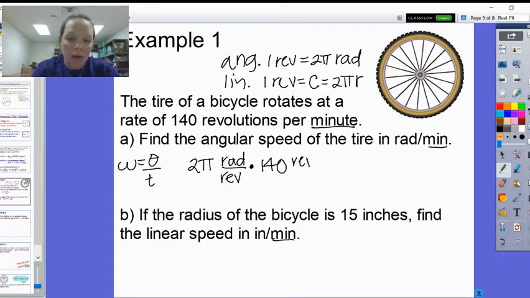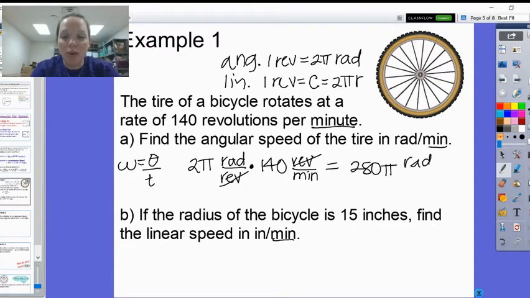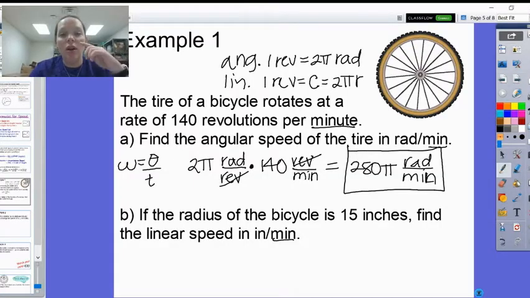140 revolutions per minute. That's the rate. And notice the revolutions cancel each other out. 140 times 2 is 280 pi. And the units left over is in radians per minute, which is what we want. Radians per minute is my unit of time for angular speed. So in each minute, we are completing 280 pi radians.